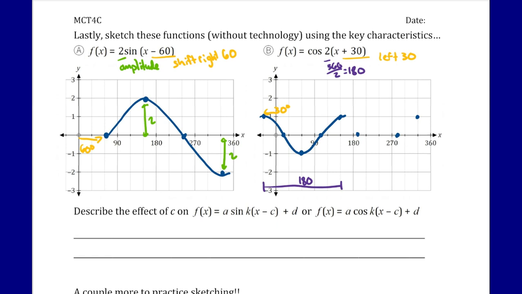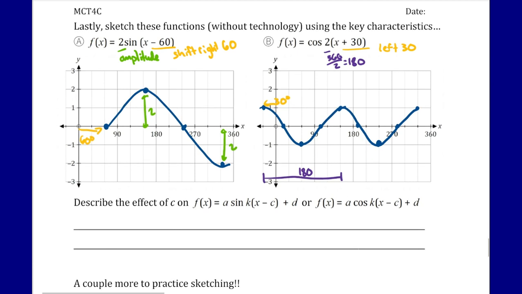if it is confusing to draw some of the other values, just because we don't really know what the key values are beyond 360 degrees, as long as you have one wave, that is fine. So what effect does C have on our functions? Well, it tells us to shift left or right.